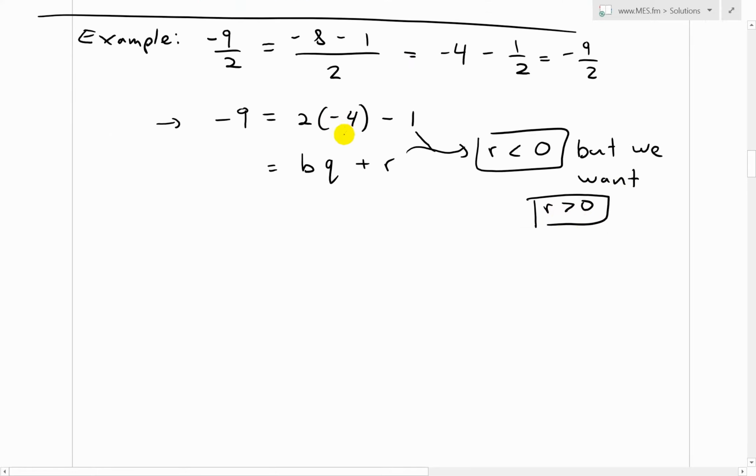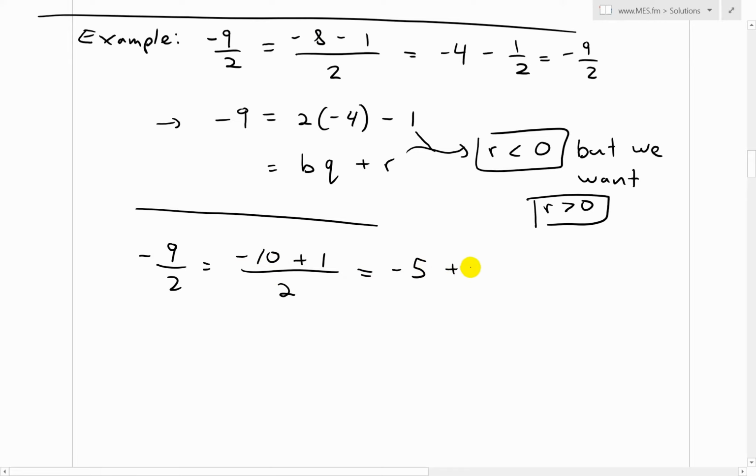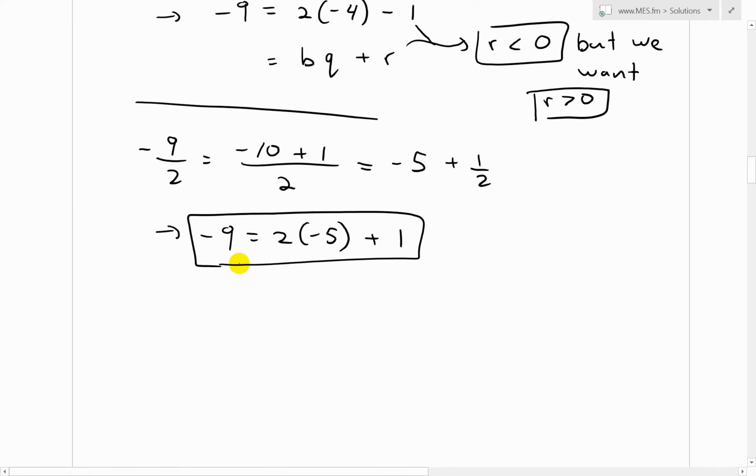And you could actually do that. You could actually change the quotient here. So initially q is equal to negative 4. So what we could write it as instead, just to get a positive remainder: negative 9 over 2 equals the same thing as writing negative 10 plus 1, divided by 2. This equals, now this becomes negative 5, and then negative 5 plus 1 over 2. Multiply by 2 on both sides, we get negative 9 equals 2 times negative 5 plus 1 right here. And now in this case, q is equal to negative 5, and then r is equal to 1, which is greater than 0. Then it's less than 2, as it should.